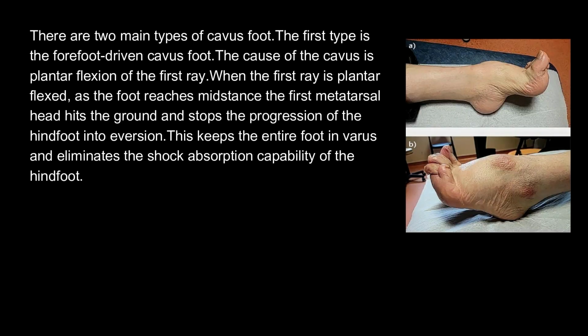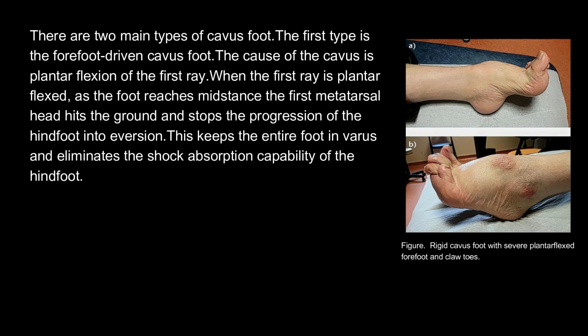There are two main types of cavus foot. The first type is the forefoot-driven cavus foot. The cause of the cavus is plantar flexion of the first ray. When the first ray is plantar flexed, as the foot reaches midstance, the first metatarsal head hits the ground and stops the progression of the hindfoot into eversion. This keeps the entire foot in varus and eliminates the shock absorption capability of the hindfoot.